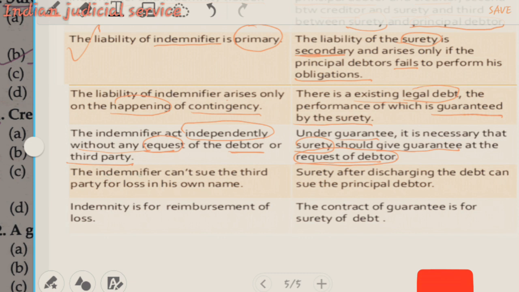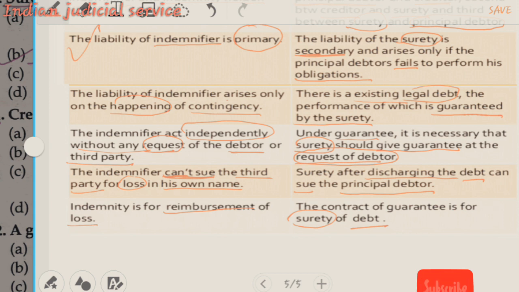Now the next point: the indemnifier cannot sue the third party for loss in his own name, but in the case of guarantee the surety, after discharging the debt, can sue the principal debtor. Now the last point here: indemnity is for reimbursement of loss, but the contract of guarantee is for the surety of the debt. These are the basic differences between the contract of indemnity and the contract of guarantee.